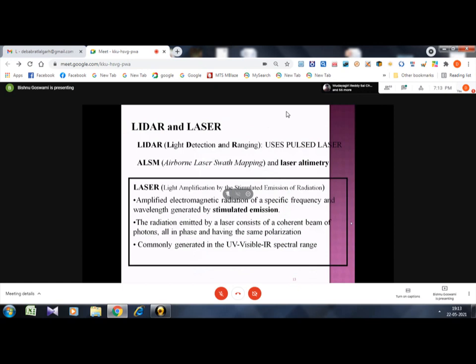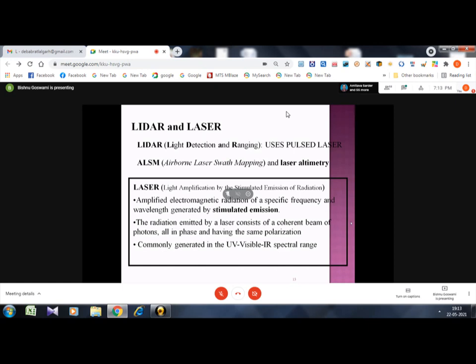And another part of GIS that helps us to gather the data is LIDAR, or light detection and ranging. This uses pulse laser, and we have this ALSM, that is airborne laser swath mapping, and this helps in laser altimetry. I am telling all of this because in each of these particular devices and processes, there is a lot of research that is being done.